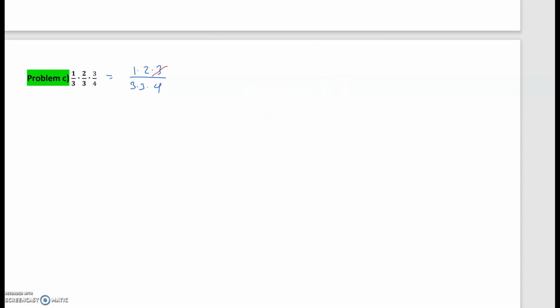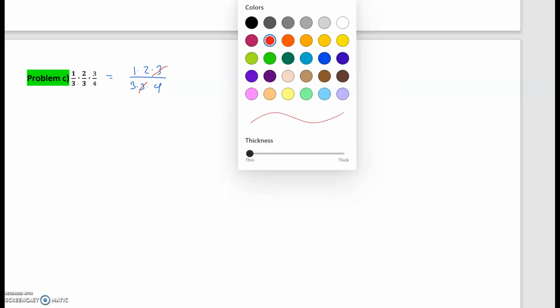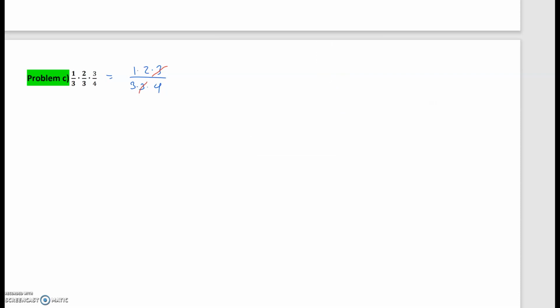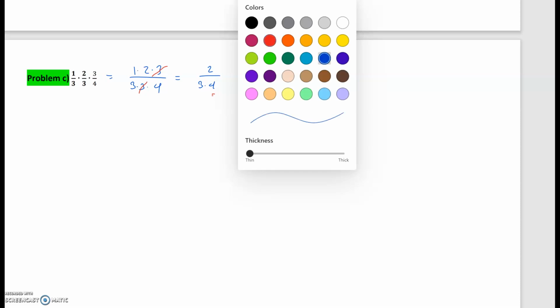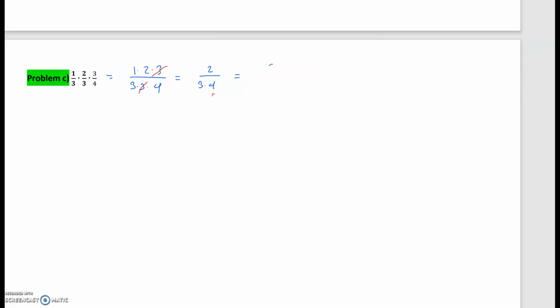So for example, this 3 cancels with this 3. Let me rewrite it. So we're left with 2 over 3 times 4. But notice there's still a common factor of the 2 on the 4. So let me just rewrite it again. This is going to be 2 over 3 times 2 times 2.